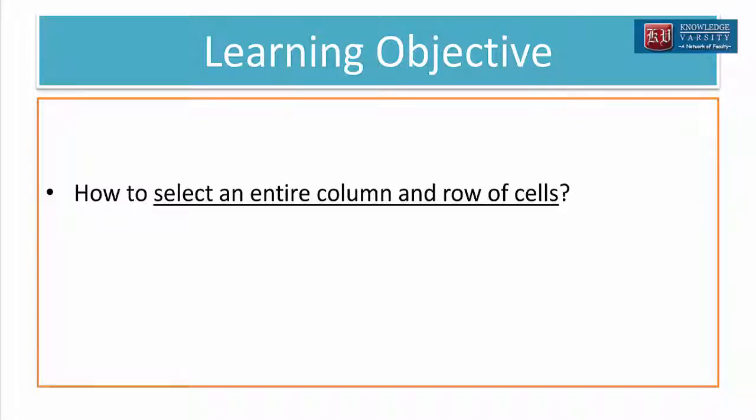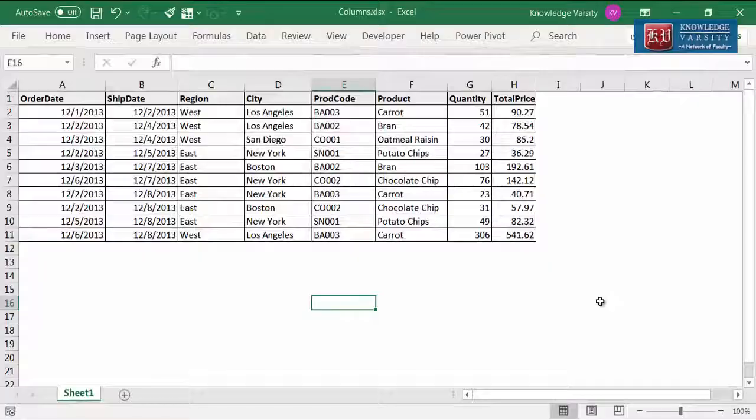In this video, I will explain how to select columns and rows in Excel. First, we will deal with selecting columns that are adjacent to one another. Let us consider selecting columns D, E, and F.